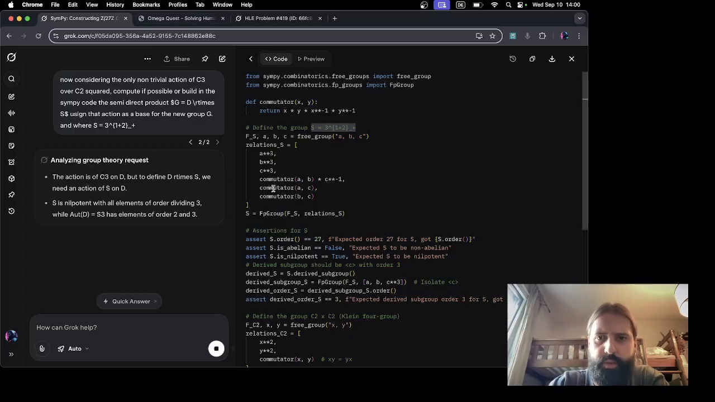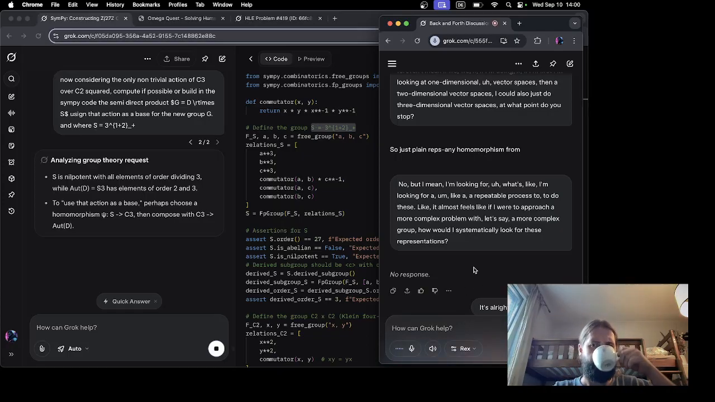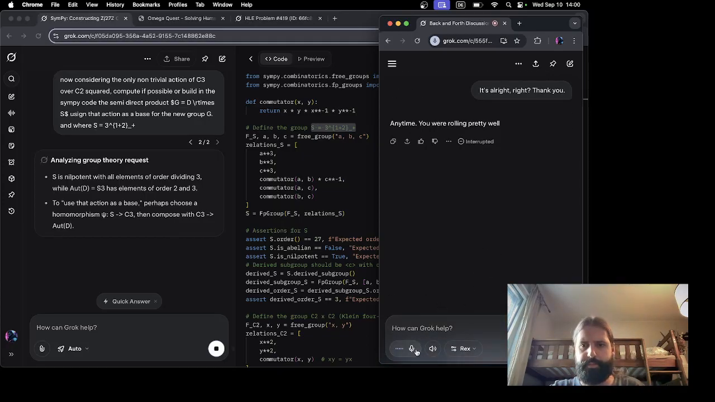While it's thinking, what is nilpotent thing? What does it mean for a group to be nilpotent? Hey, what does it mean for a group to be nilpotent?